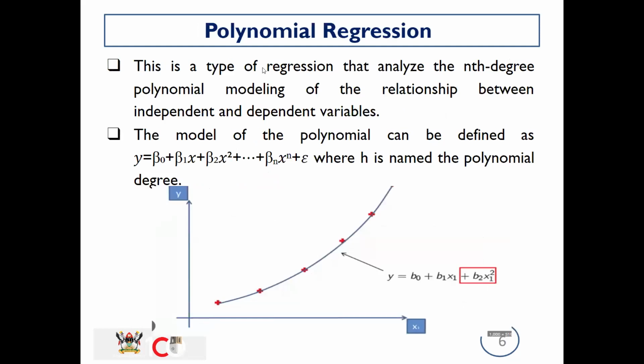Then the next thing is polynomial regression. Here we analyze the relationship between independent and dependent variable to the nth degree polynomial. As we can see, instead of just calculating a simple independent factor, we have to square the independent variables to a certain degree.